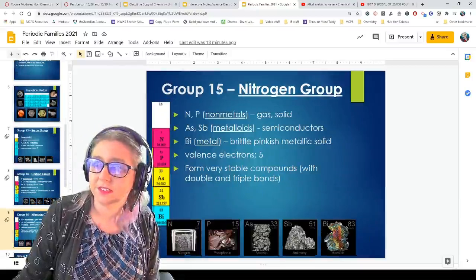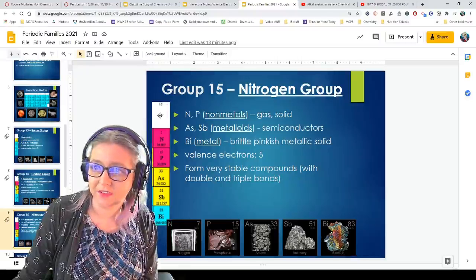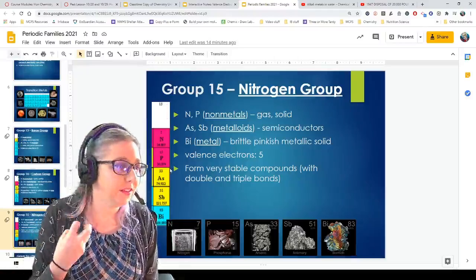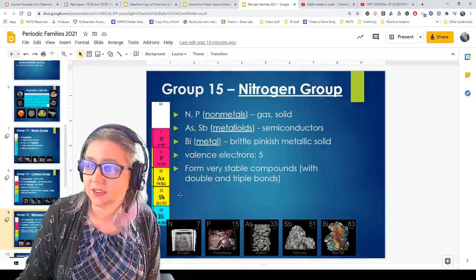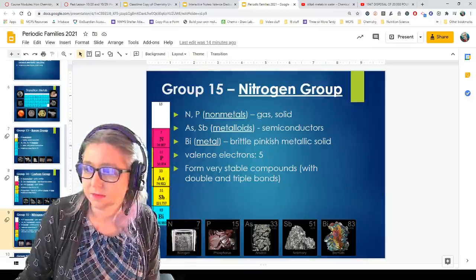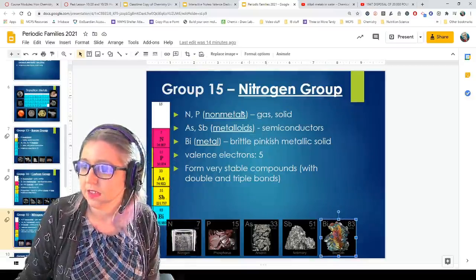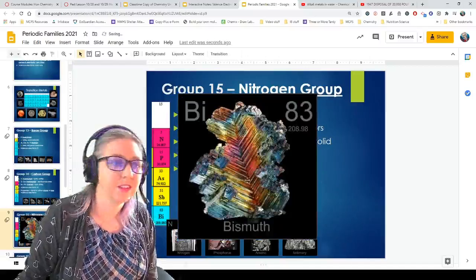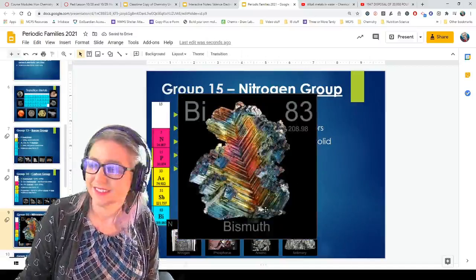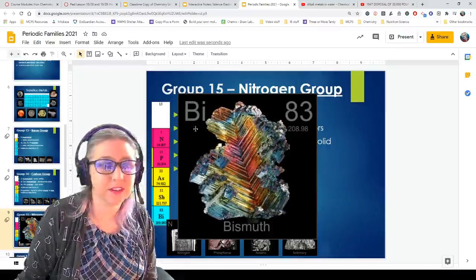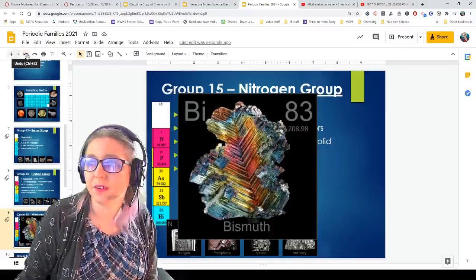Then my nitrogens. So these guys all have 5 valence. So nitrogen and phosphorus, it's no question to them. They want to gain 3 valence electrons. Arsenic and antimony, they could go either way. They are metalloids. And then bismuth is a metal. It's so large, it would rather lose 5 electrons than gain 3. And I just like to show how pretty bismuth is. If you've ever taken Pepto-Bismol, part of that active ingredient is the bismuth. That's how it got its name, Pepto-Bismol.